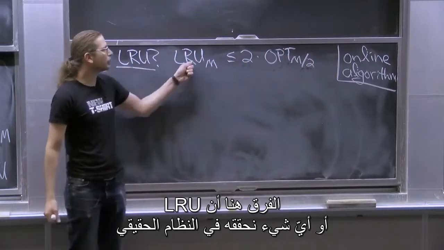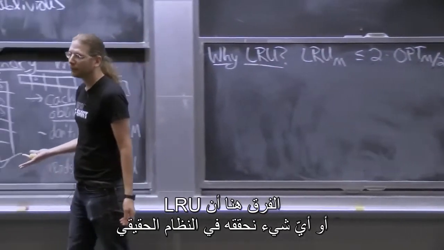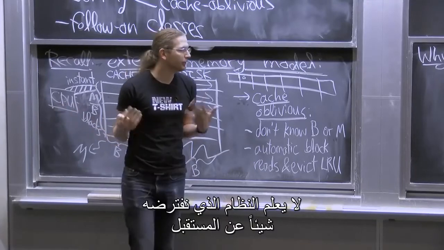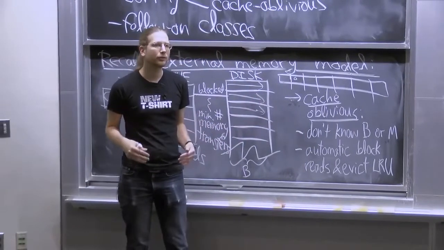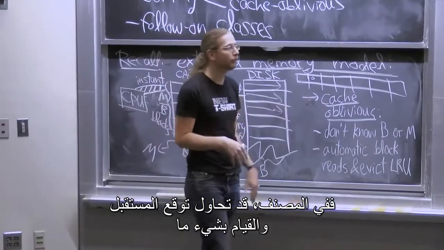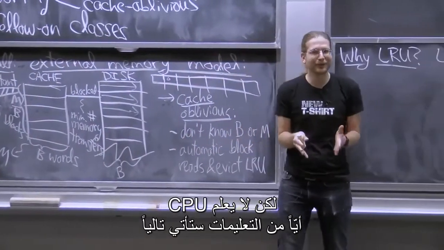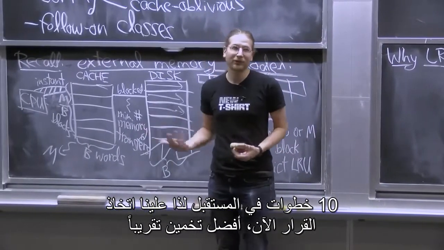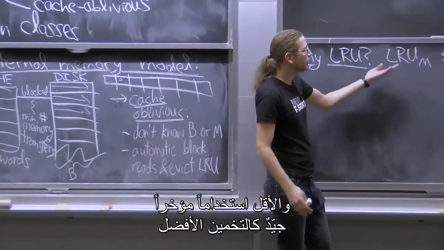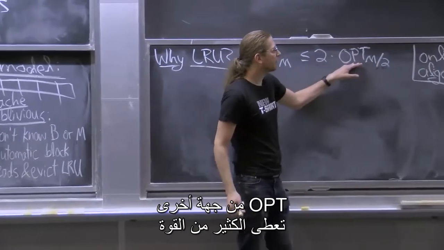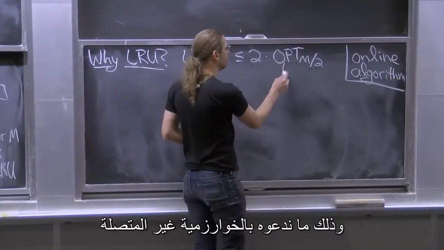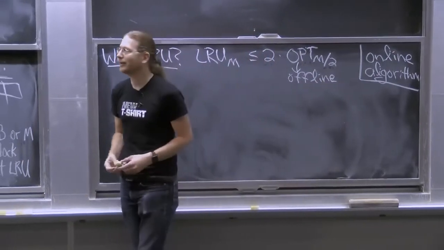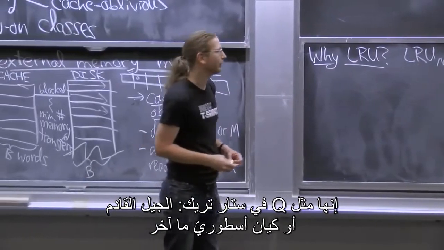The distinction here is that LRU, or whatever we implement in a real system, has to make a decision based only on the past of what's happened. The system, we're assuming, doesn't know the future. In a compiler, maybe you could try to predict the future and do something. But a CPU doesn't know what instruction is going to come next, 10 steps in the future. So you just have to make a decision now, sort of your best guess. And least recently used is a good best guess. OPT, on the other hand, we're giving a lot of power. This is what we call an offline algorithm, meaning it's like the Q in Star Trek: The Next Generation or some other mythical being.